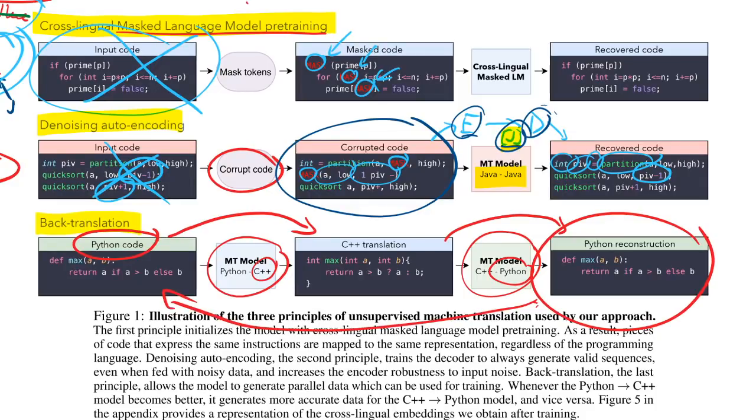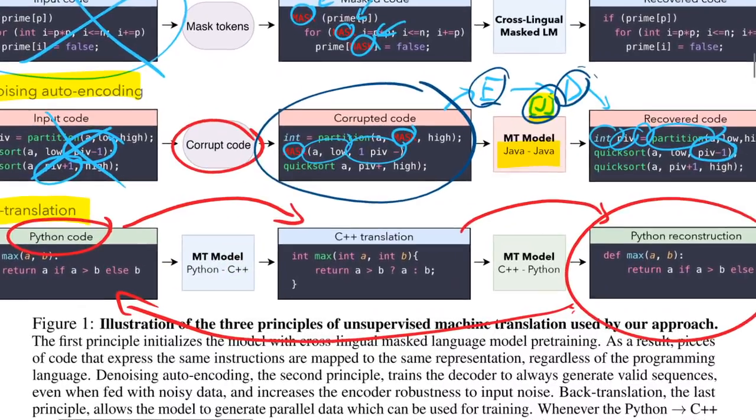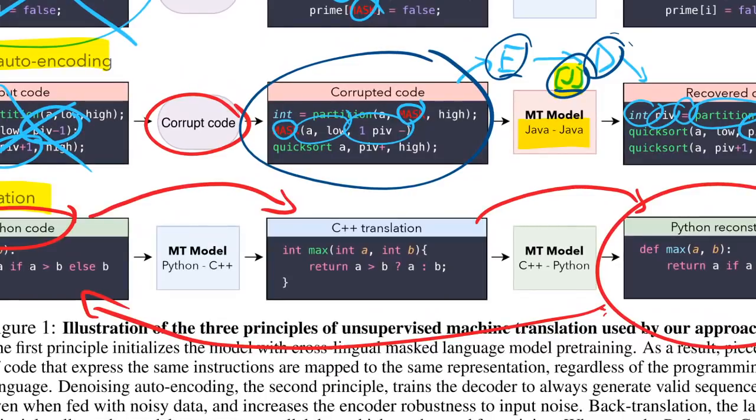The difficulty, of course, is if there's a mistake, you don't know which of the two models made a mistake. So it could be that your original translation model made a mistake, or it could be that your back translation model made a mistake.